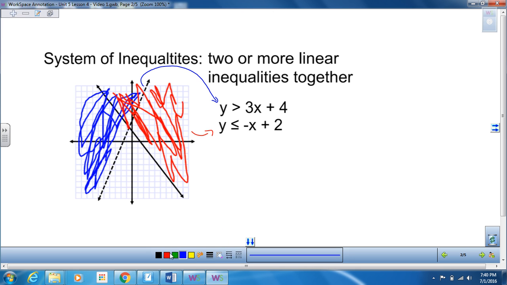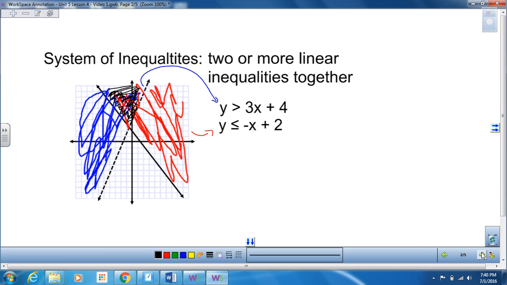Well, my answer, my solution, then is here where the shading overlaps. So this is considered the solution. That means any ordered pair inside this overlapping shaded region is a solution to your inequalities, to your system. It's true for both.